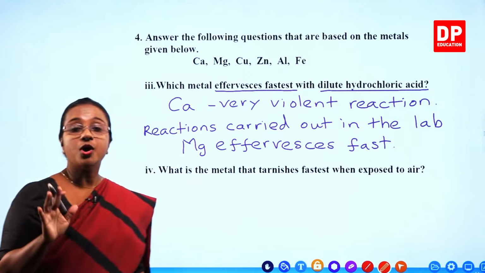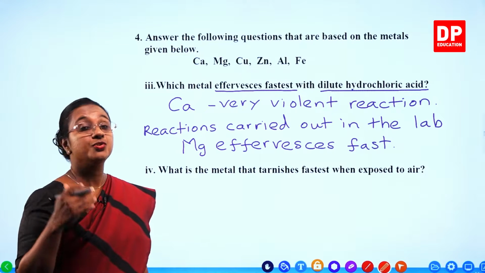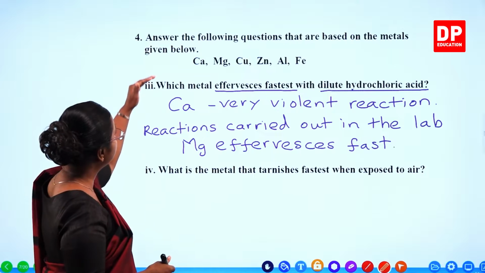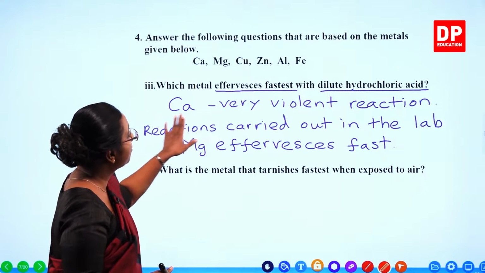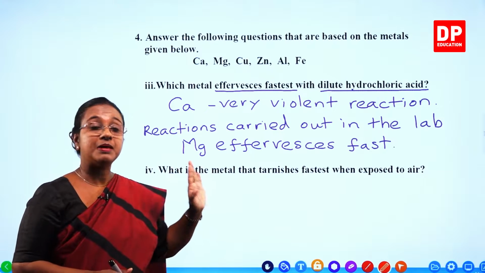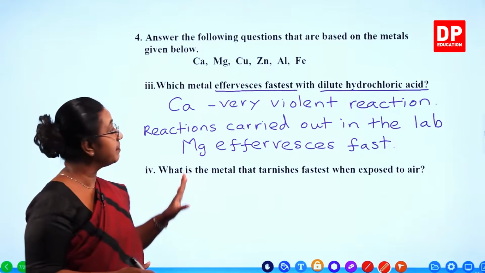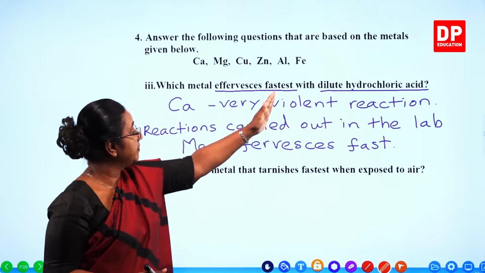So, this is for your additional knowledge, students. You have seen this, you have learned this before, but you have to remember, if it is just the order, normally it will be calcium. But since it's a violent reaction, we did not do that in the lab. So, we only use the rest of the metals.